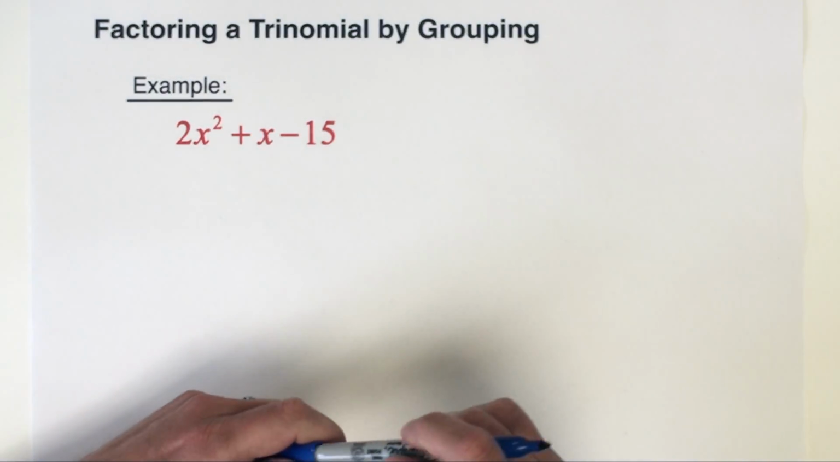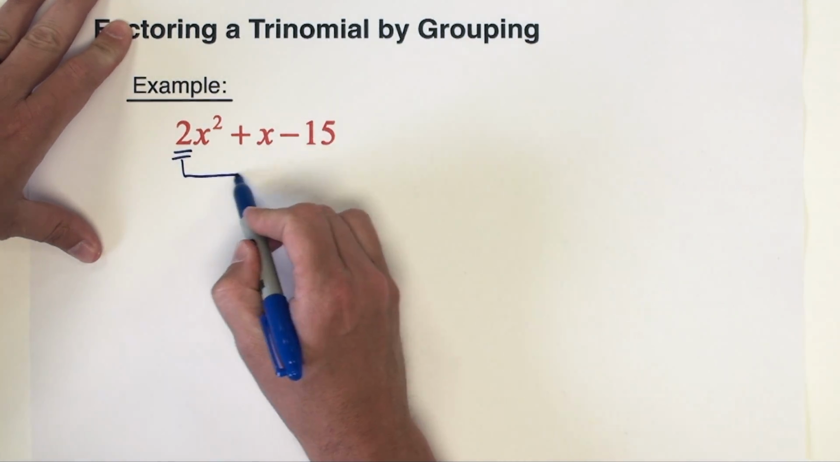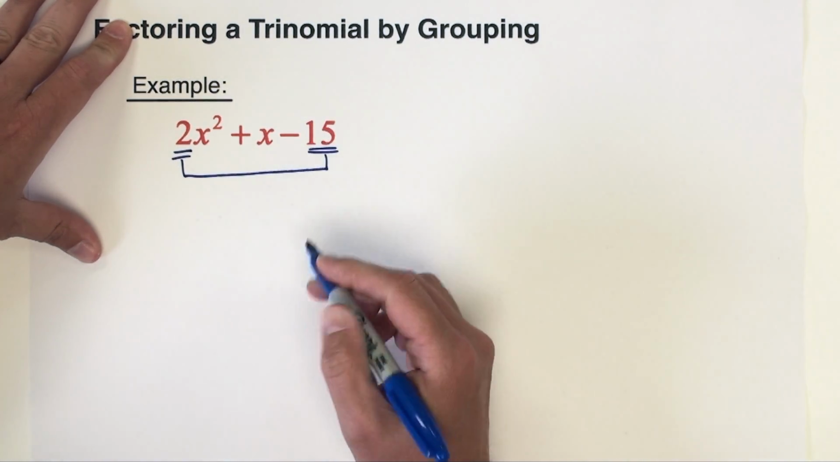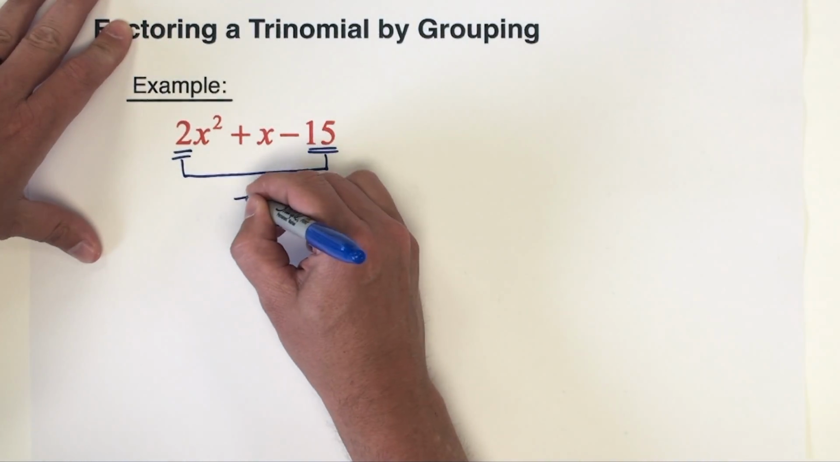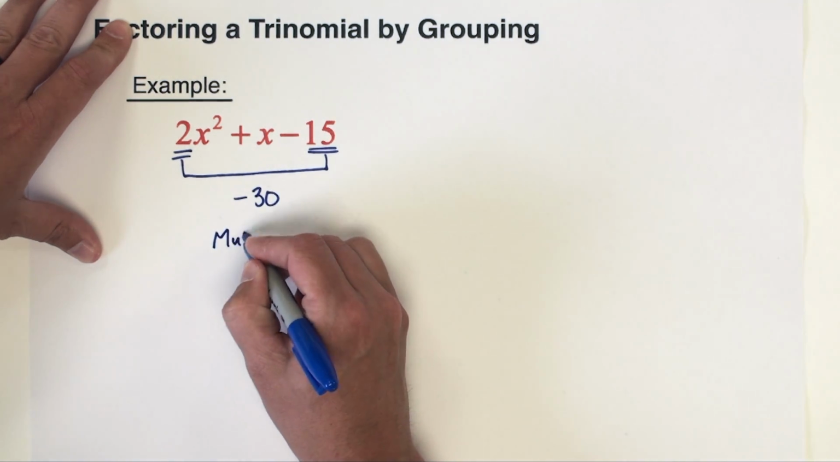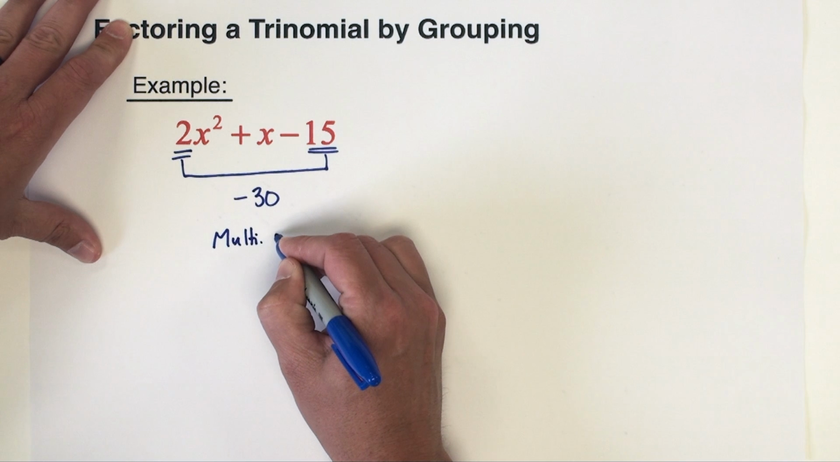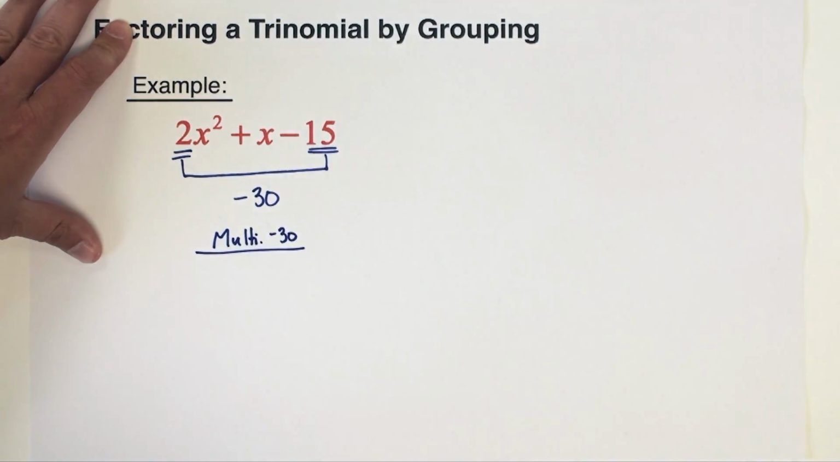The first thing that you are going to do is multiply these two numbers together. The product of 2 and negative 15 is negative 30. Now we want to figure out all the ways that we can multiply to negative 30. Okay, so negative 30, there's a lot of them.